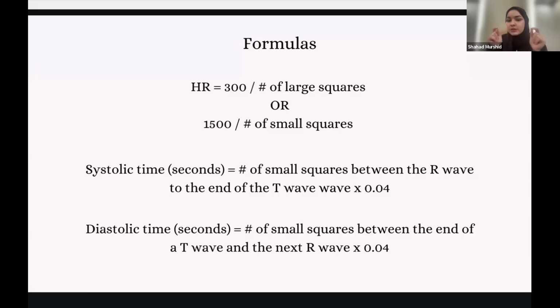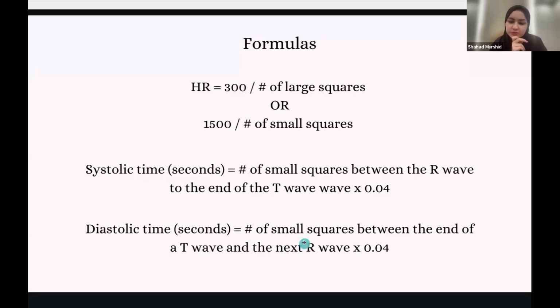You'll count the number of small boxes between that and then multiply it by 0.04, because each small square is 0.04 seconds. So if you want to count the systolic time, you'll see the number of squares within the systolic time and multiply it by 0.04. And then for the diastolic time, again, you're going to count the number of small squares between the period for the diastolic, which is the T wave, up until the next R wave.